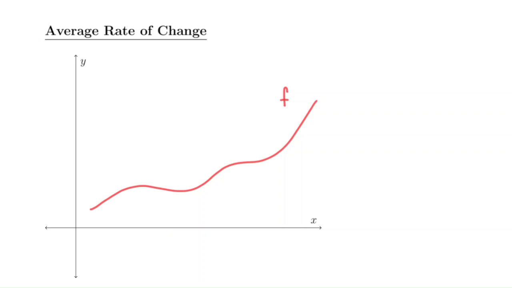What is the rate of change of a function? Well, I've drawn the graph of a function f here, and notice that the function seems to be trending upward as we move left to right. Now, that's not always the case. It looks like the function is decreasing right in here.